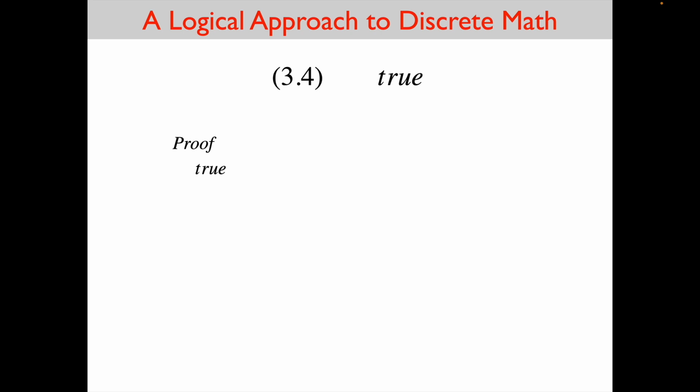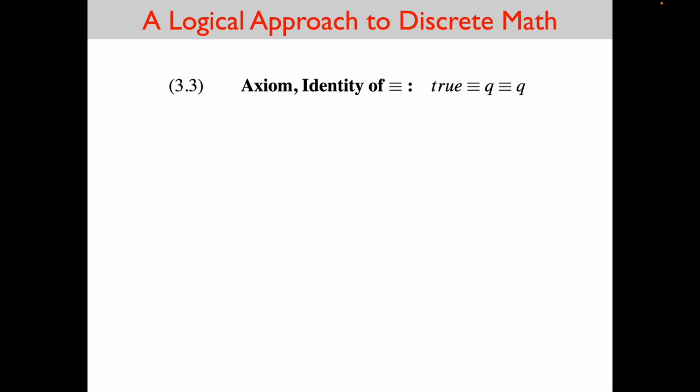Okay, so now how do we do this? Well, our first step is we're going to use 3.3 with P replaced by true. Now let's go back to 3.3 and see what 3.3 looks like with P replaced by true. So here is 3.3, and notice that if we do 3.3 with Q replaced by true, we get true equals true equals true.